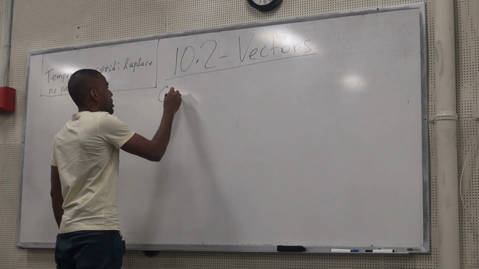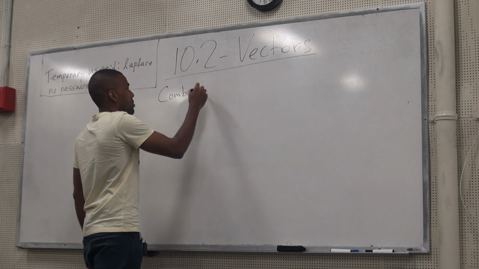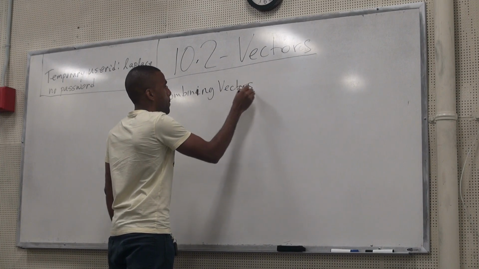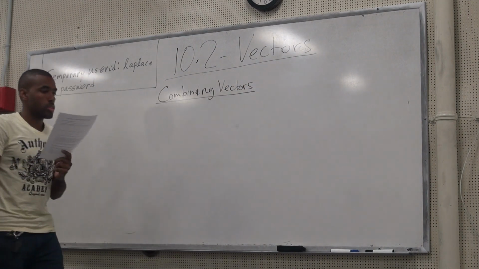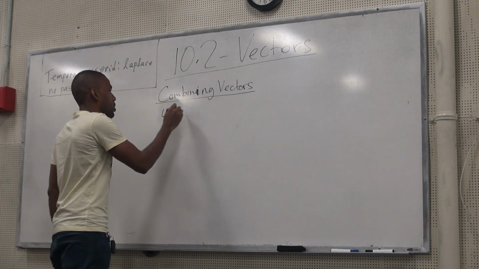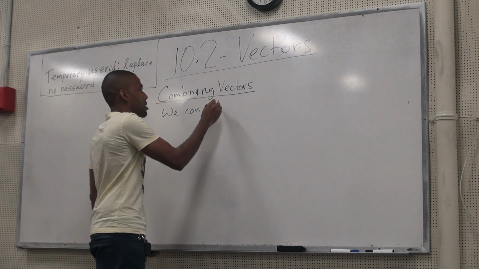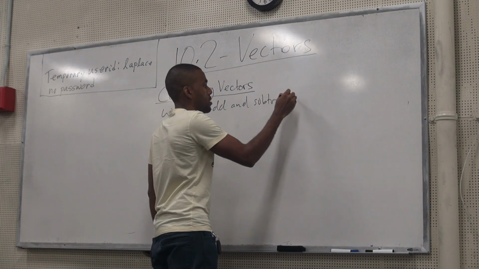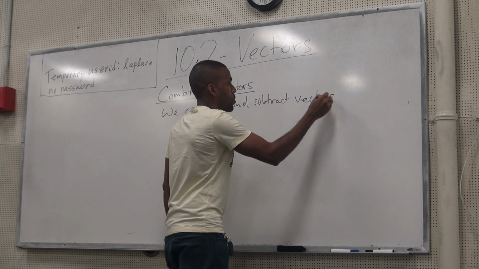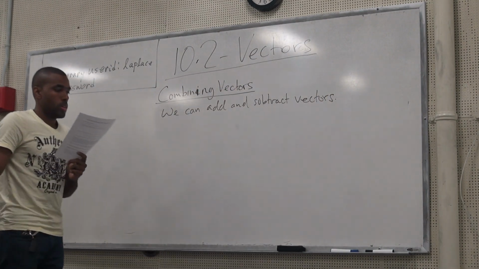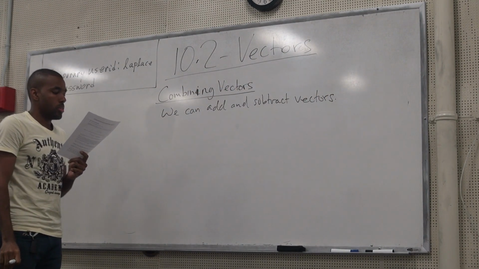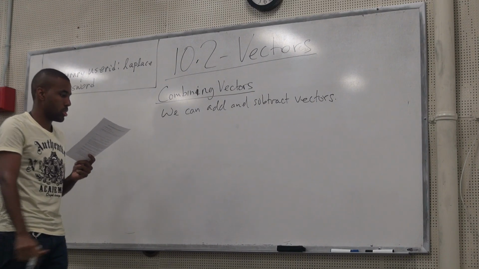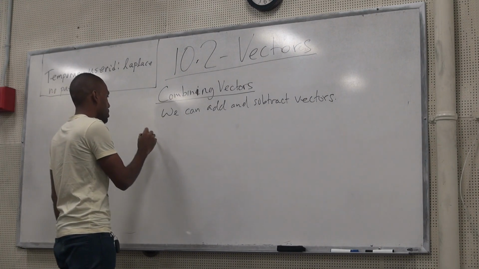You can also combine vectors. So we can add and subtract vectors. Right, so multiplication is sort of tricky. There are different ways you can multiply them. We will get to that in this section, but for now let's talk about vector addition.